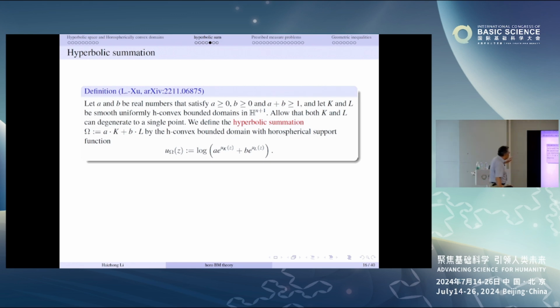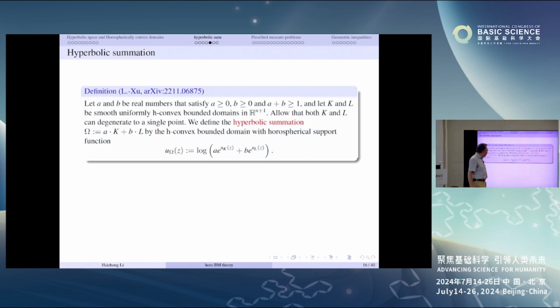Now I will discuss the hyperbolic summation, not pointwise, for the smooth case. Suppose a, b are two non-negative real numbers, a plus b not less than 1, and K, L are smooth uniform h-convex domains in hyperbolic space. Suppose K and L can be degenerated at one single point. We define the hyperbolic summation omega equal to aK plus bL by support function. Because K is an h-convex domain, we have the Horospherical support function. L is an h-convex domain, so we also have its Horospherical support function.